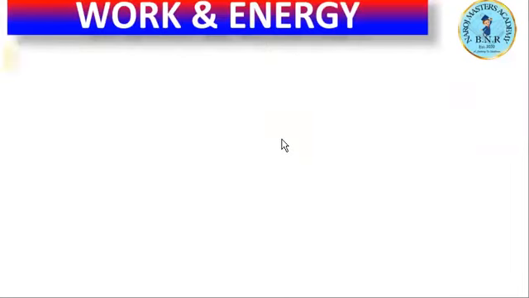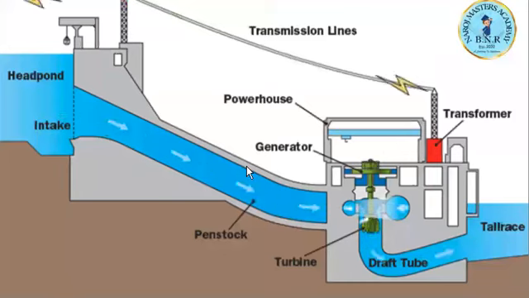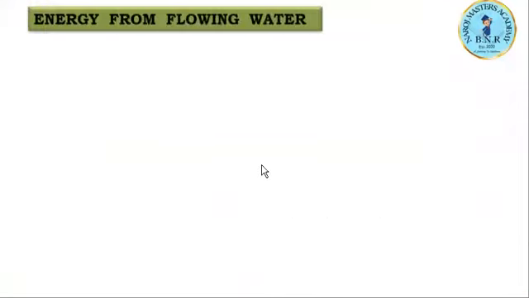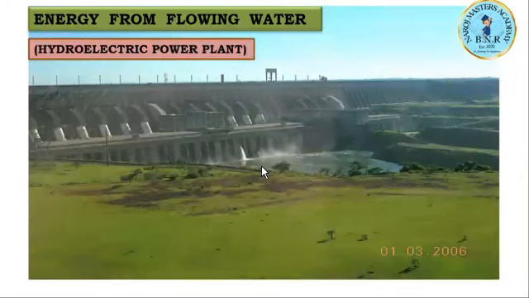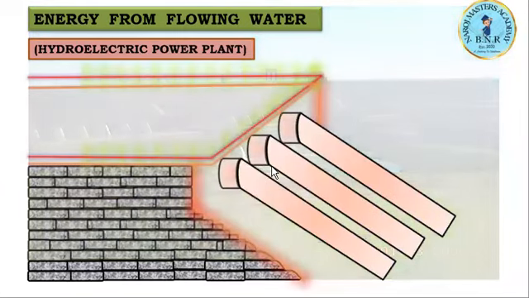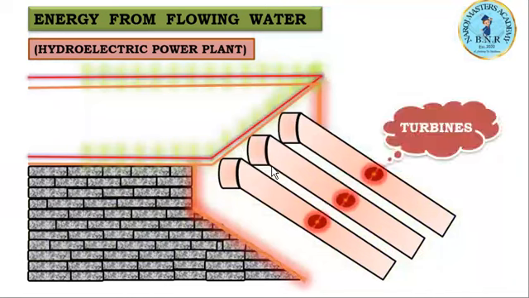So the law of conservation of energy says that, you can see here, based on the law of conservation of energy, this is one best example: energy from flowing water. Hydroelectric power plant, this one. Here also you can see the turbines.